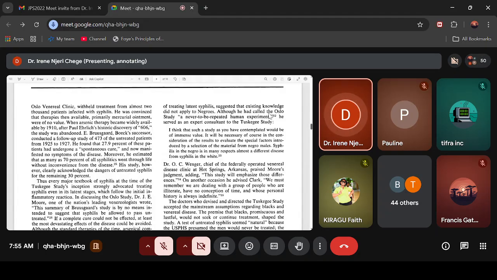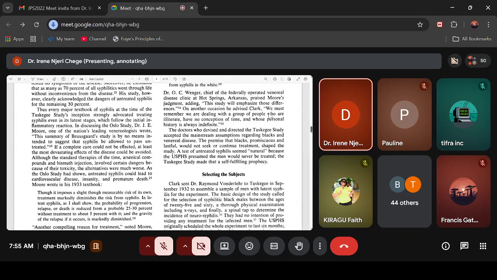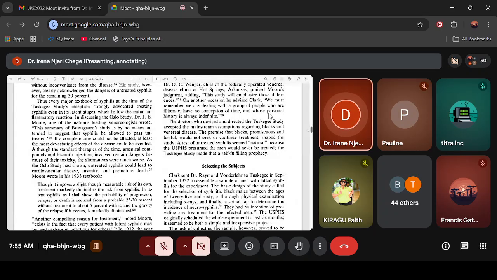So the one who's doing the study in Alabama already had this prior information from the 1910s, okay? But he did not follow it up. He had his own hypothesis. So thus, every major textbook of syphilis at the time of the Tuskegee inception strongly advocated treating syphilis even in its latent stage. So I hope you can see the flow.